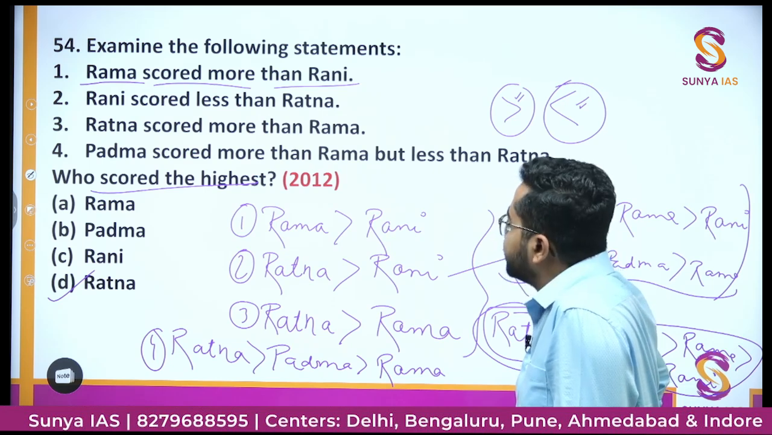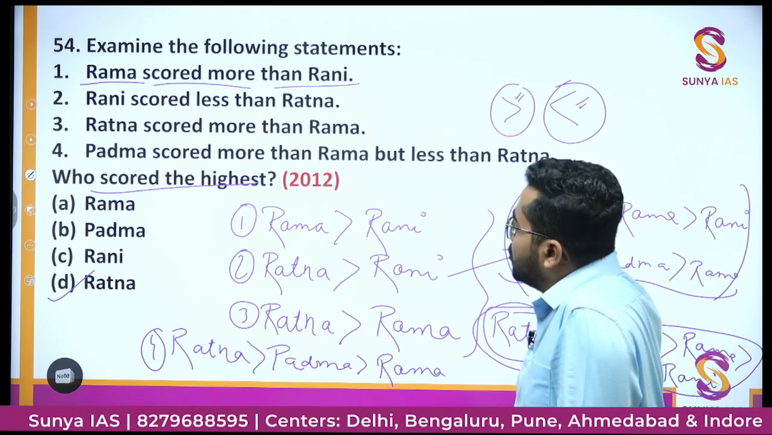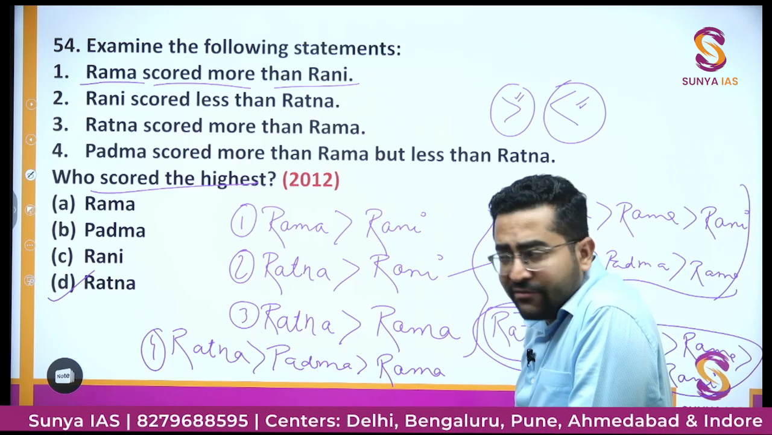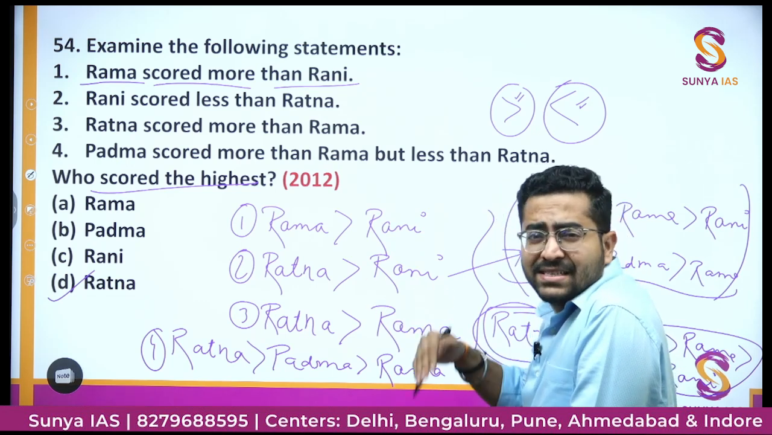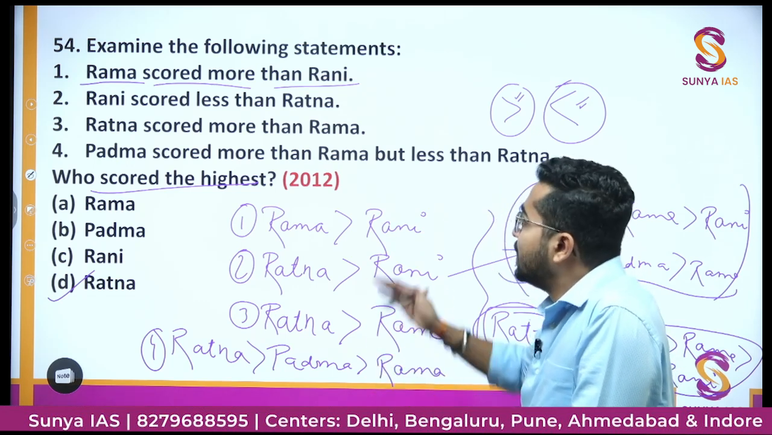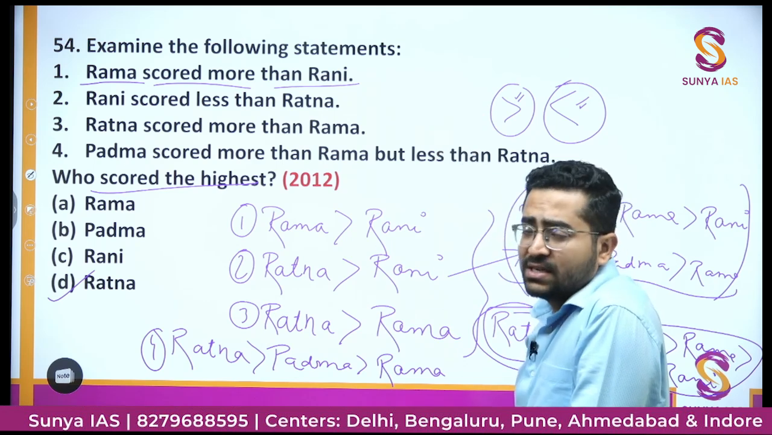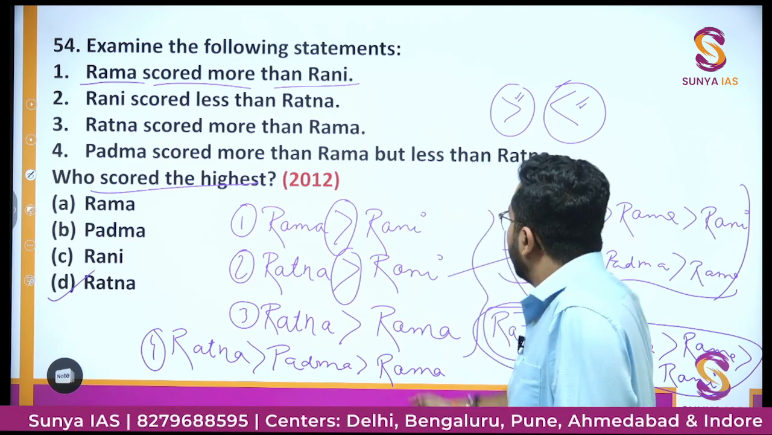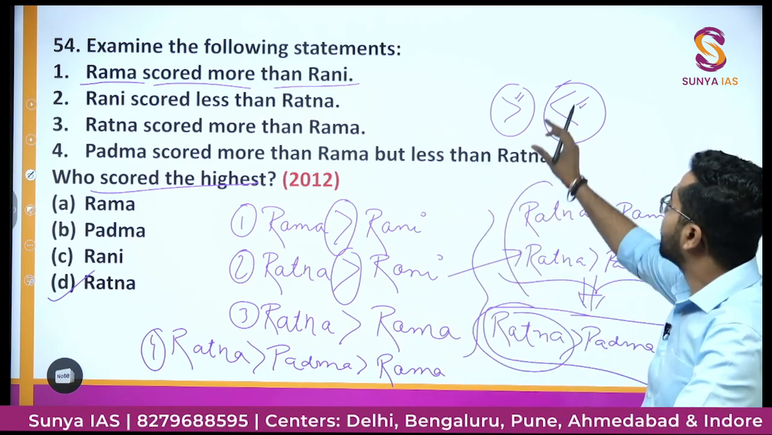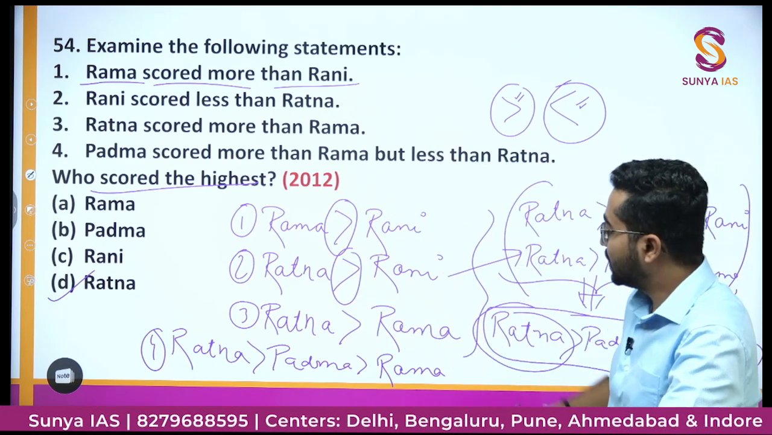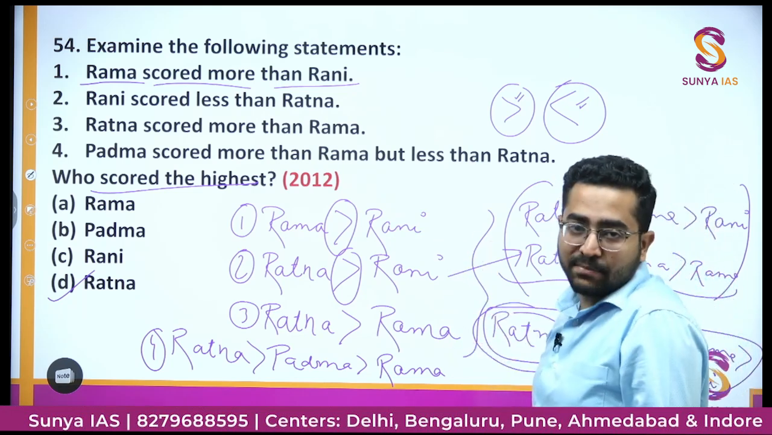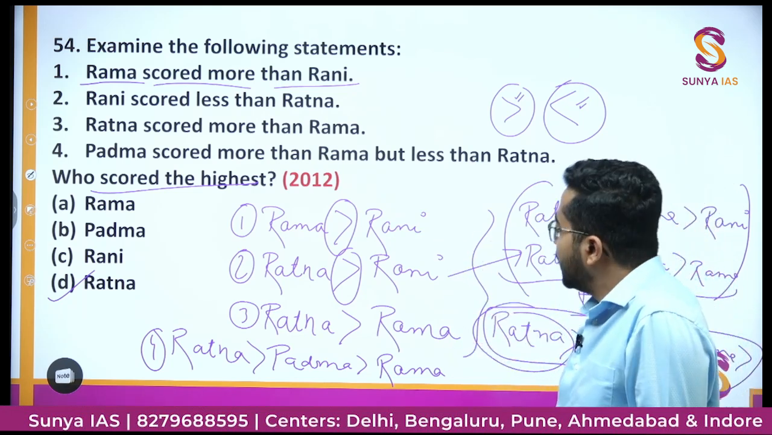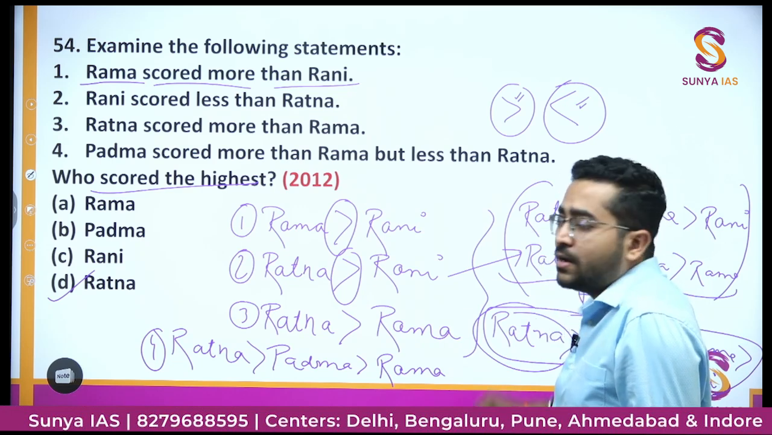कोई डाउट? तो जब भी कोई ऐसे स्टेटमेंट आपको दिए जाएं where they are using more than, less than, greater than, smaller than, like these statements are given, you just use these signs and you use in such a manner that only one sign is used in all the statements, and then you take 2 or 3 statements according to your comfortability to compare or to reach your final conclusion.